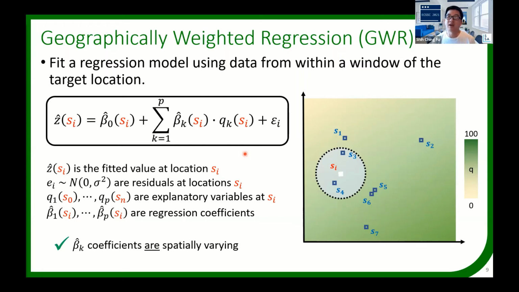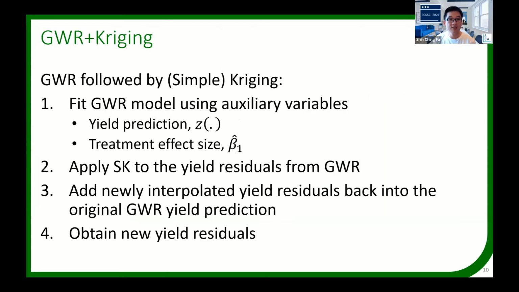Now, at the scale that farmers operate, both non-stationarity and autocorrelation are expected to be present. So we probably can't just use either/or. We're going to instead use a hybrid method that combines both regression Kriging and GWR, which we'll call GWR plus K. So what is GWRK? Well, it's basically applying GWR followed by simple Kriging.